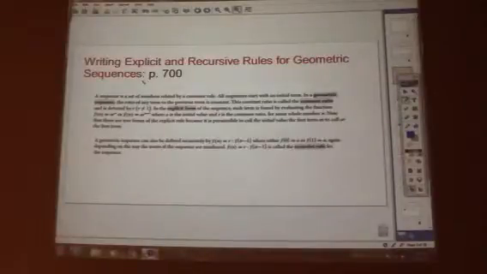Just follow along as I read, and I'm going to point out on page 700 up at the top some important information that you need to put in your Cornell notes. Top of page 700: a sequence is a set of numbers related by a common rule. We're going to write two rules. One of them is called an explicit rule, and the other one is called a recursive rule. You probably had these in Algebra 1, but you may not remember them, so I'm going to teach you again. You might have even had it in geometry.